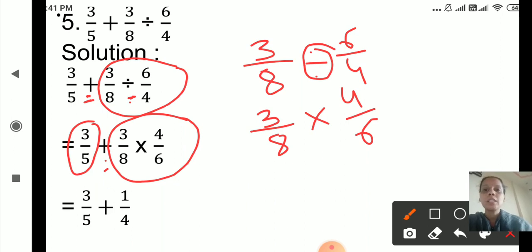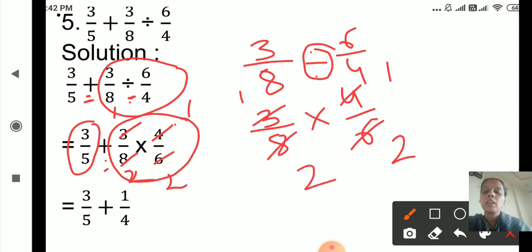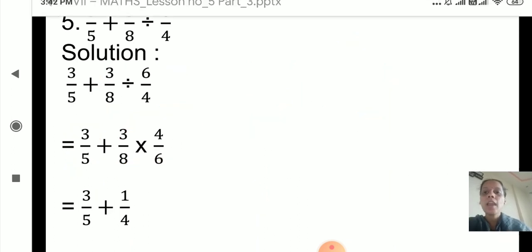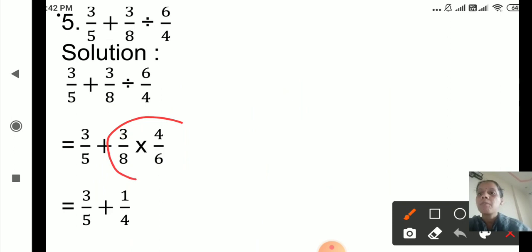Now after getting this, see here we can cancel these numbers. 4 ones are 4, 4 twos are 8, right? Now 3 ones are 3, 3 twos are 6. After cancelling the numbers, what did we get in the numerator? 1 multiplied by 1 is 1, and in the denominator 2 multiplied by 2, that is 4. So what did we get after division? 1 upon 4, right? So after cancelling all the numbers, we will get the answer 1 upon 4.